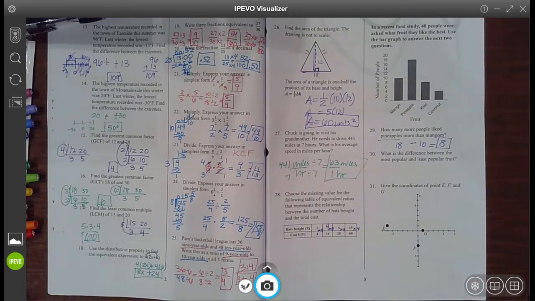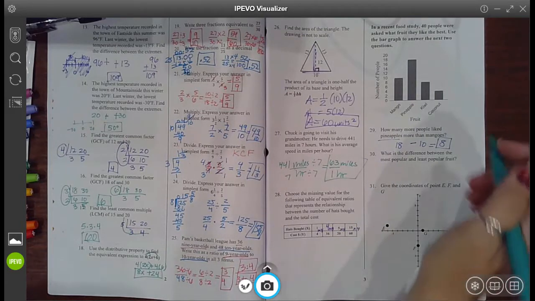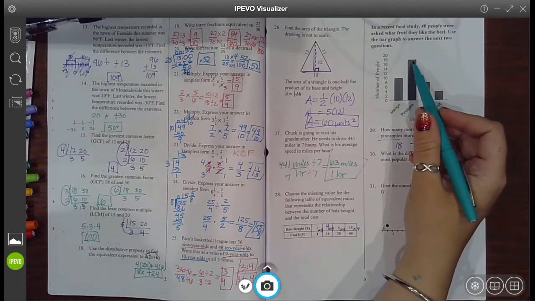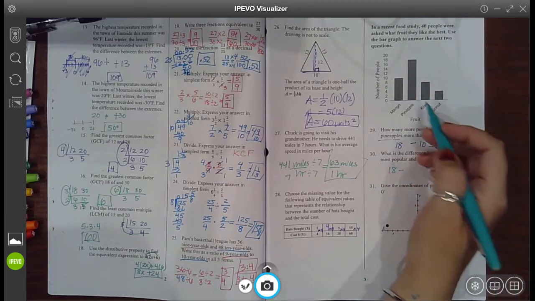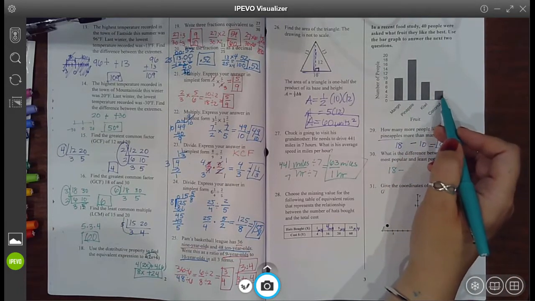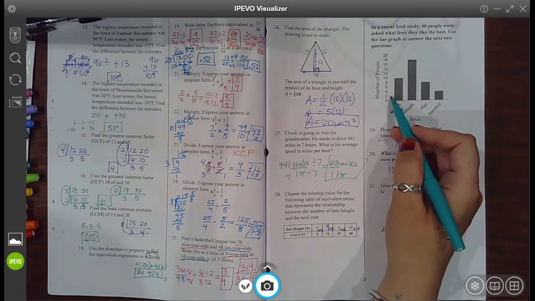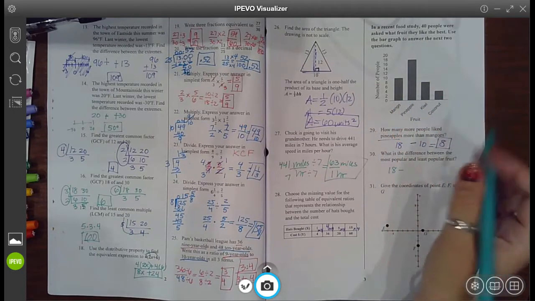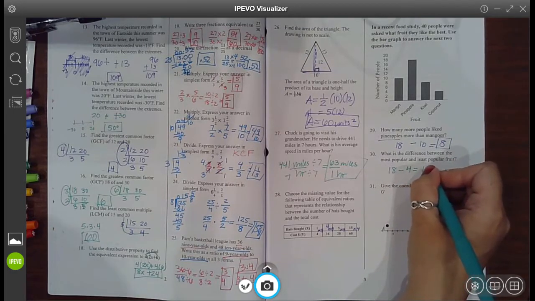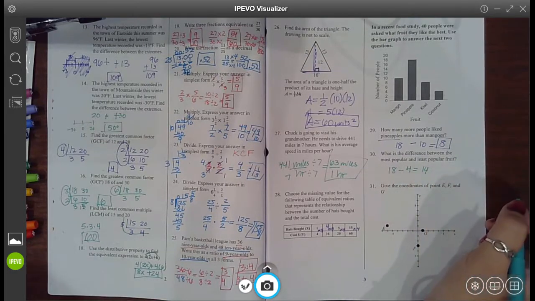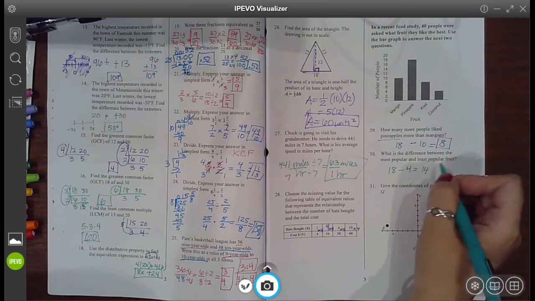Okay, the next one says, what is the difference between the most popular and least popular fruit? Okay, so the most popular would be the highest. So the pineapple we said was 18. We wanted the difference between that and the least. So here's the smallest one. Trace that over, and it hits at 4. So 18 minus 4 is 14. Okay, so that's the difference between the most popular and least popular fruit.